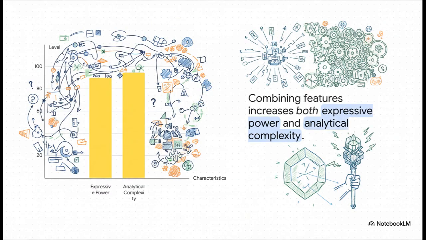But, and this is a really big but, with great power comes great complexity. As this chart shows, the more expressive power you pack into a logic, the harder it becomes to analyze. In fact, for some of these super expressive logics, figuring out if a formula is even possible becomes undecidable. That means there's no computer program you can write that is guaranteed to always give you a simple yes or no answer. It's a fundamental trade-off that logicians and computer scientists are always wrestling with.